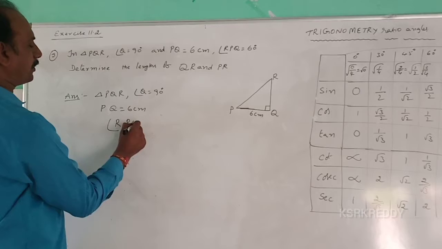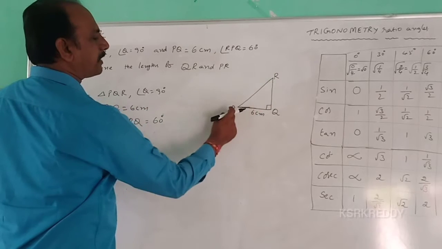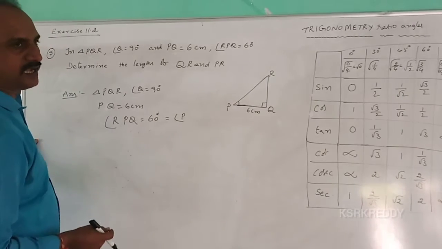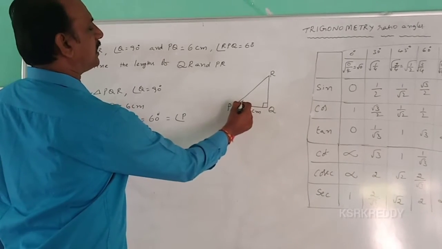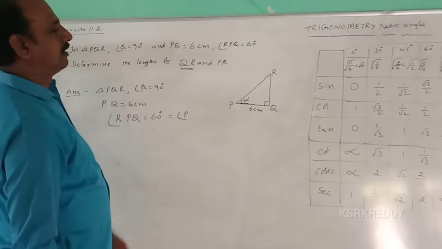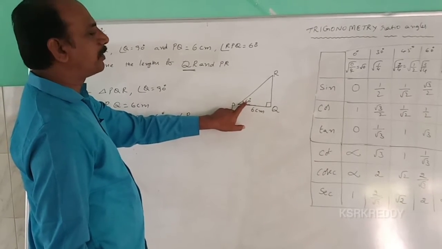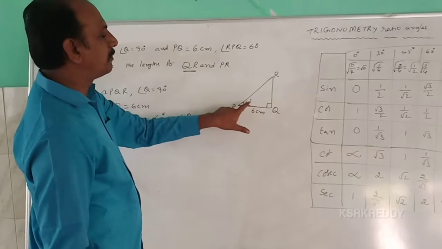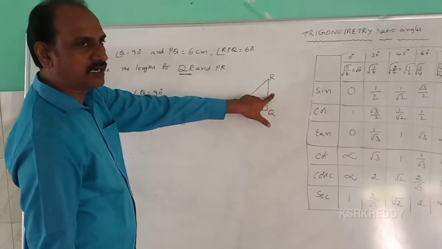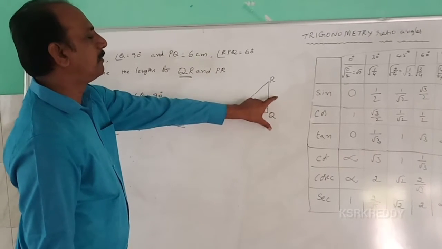Another one: angle RPQ is equal to 60 degrees. What is RPQ? RPQ means angle P. That is the given value. What is the required value? QR. QR is the opposite side of 60, which is the required value. The given value is the adjacent side of 60. What is the relation of 60 degrees with the opposite side and adjacent side?